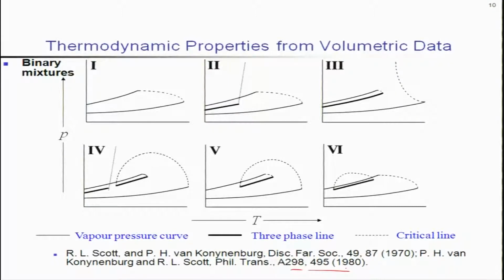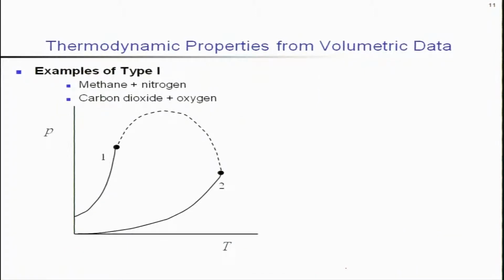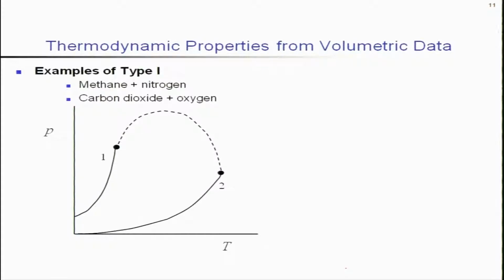I will not go into the details because it is a bit messy here, but just to illustrate and give an idea, I am going to spend some time on this example of type 1, which is a commonly seen binary mixture phase diagram, with examples of methane and nitrogen or carbon dioxide and oxygen.